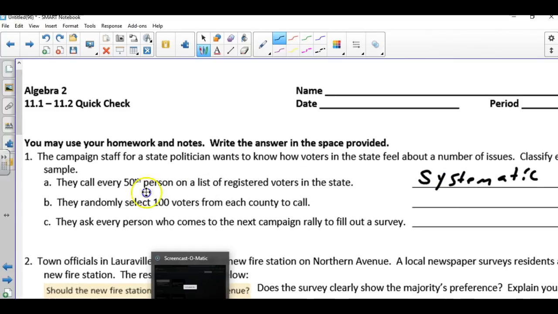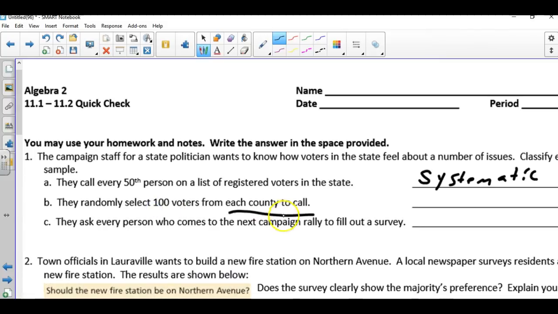Then it says they randomly select voters from each county. Well, since they broke it into different groups, you have either cluster or stratified. But because they randomly select voters from each group, this is stratified, not cluster. Cluster, you would choose a whole group. And then they ask every person who comes to the next campaign rally to fill out a survey. Well, they're already there, guys. That's convenience.